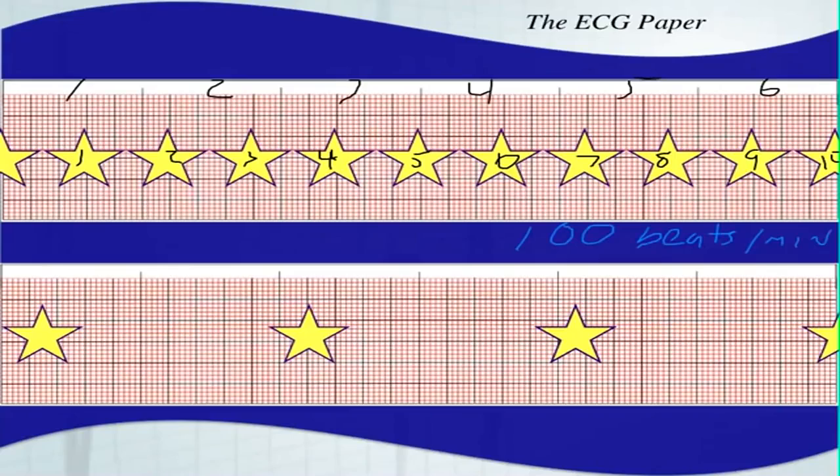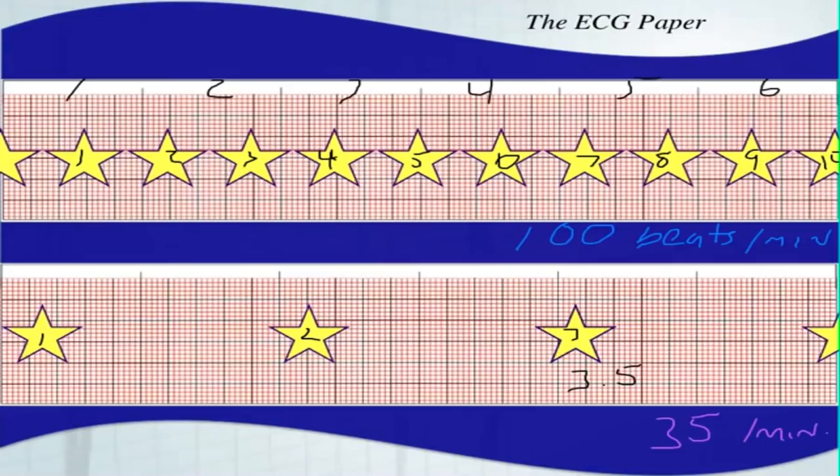All right, now looking at the bottom one here, how many stars do we have? Well, we have 1, 2, 3, and 3.5. 3.5 times 10, because again it is a 6-second strip, is going to give us 35 beats per minute. So this bottom one is 35 beats per minute. That's a simple way to do it, and both of these are very regular rhythms.